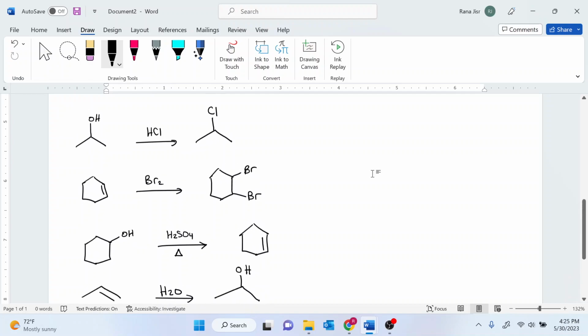Let's have some examples. For the first one, you are substituting the OH with the halogen. So the first type is going to be a substitution reaction. For the second type, you are breaking the pi bond. So you have a pi bond over here, which is the double bond. You are breaking the pi bond and you are adding two sigma bonds. So you have a sigma bond here, you have a sigma bond there. This is the opposite of elimination. You're breaking the pi bond, so this is going to be an addition reaction.